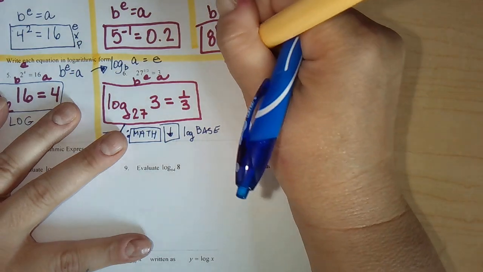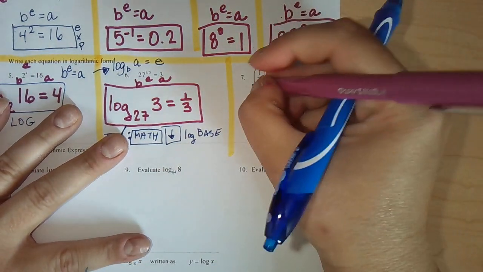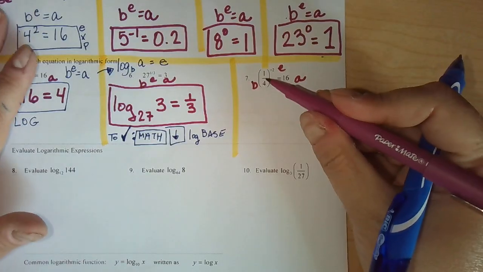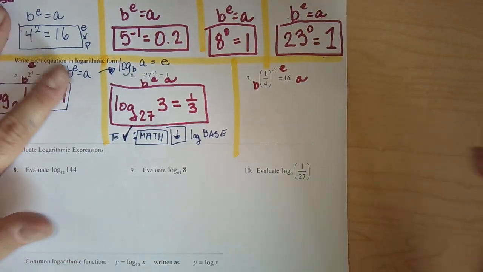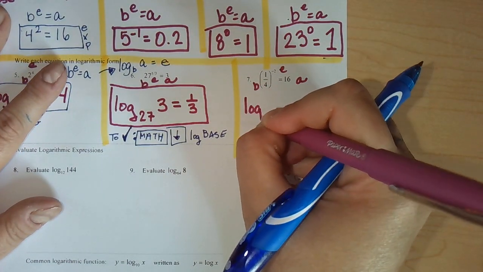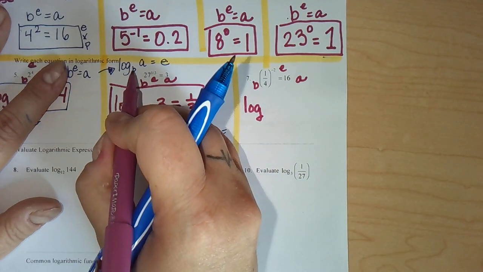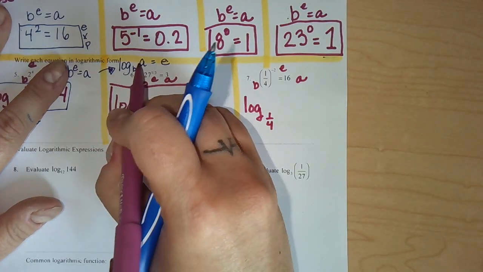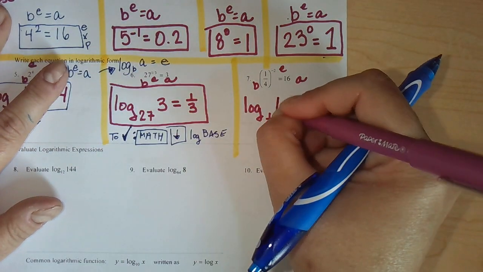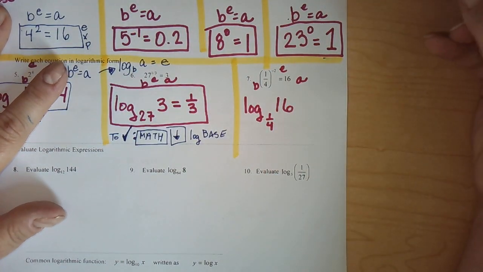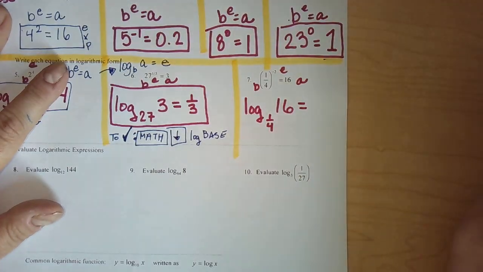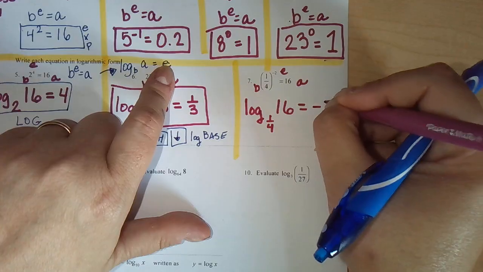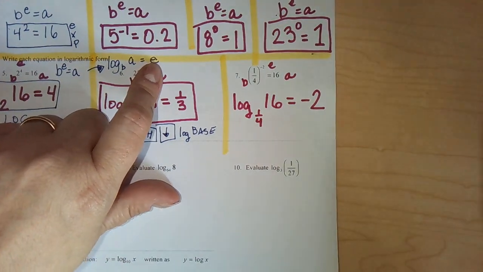All right, again, this is BEA. Only our B is really big. It's a fraction, but don't be scared. So we're going to say log. Then we got to put that B in the basement. So 1/4 is in the basement. A is big and normal. So big and normal A, which is 16. And then equals E. So equals big and normal, -2.